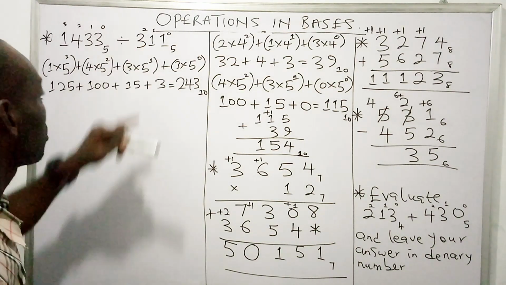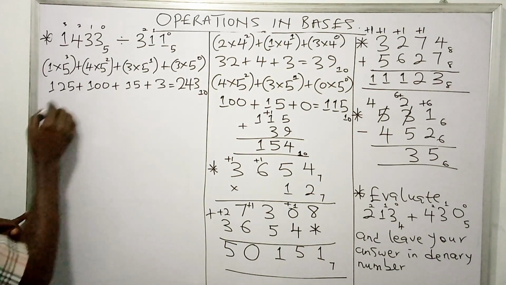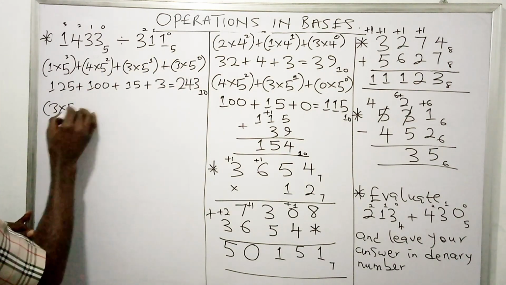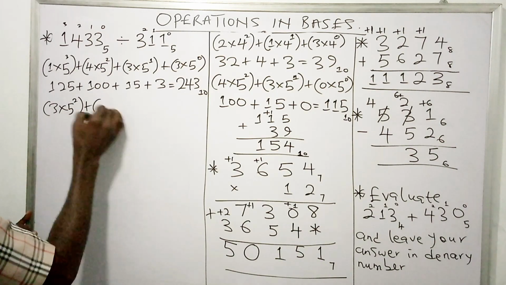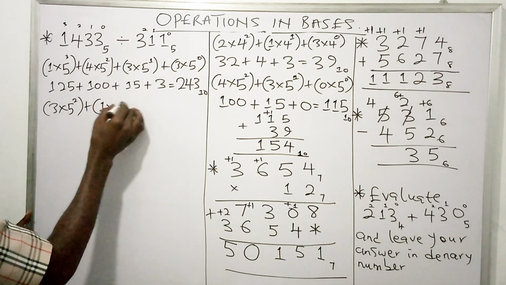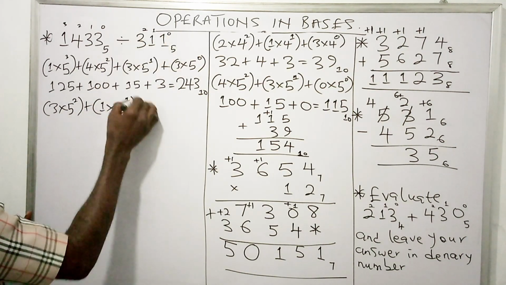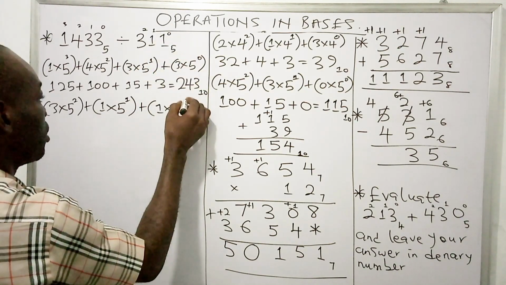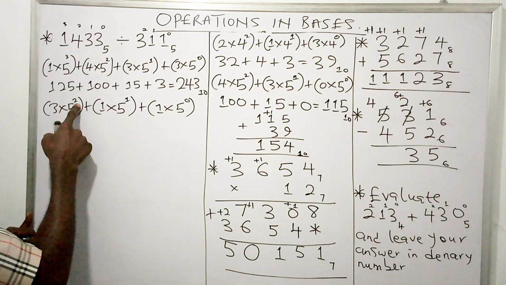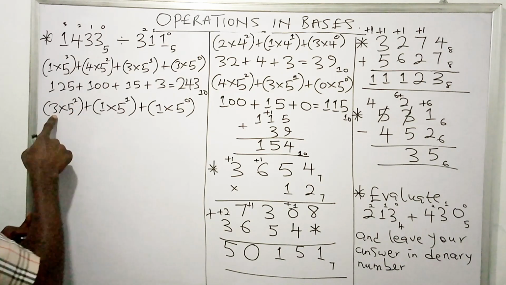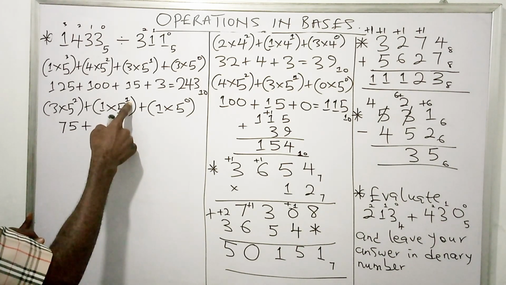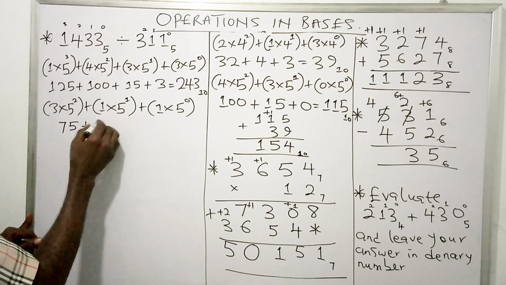Let's go ahead with the next number there, changing that to base 10 again. This will give us 3 times the base 5 raised to the power 2. Then we have 1 times the base 5 raised to the power 1. Then we have 1 again times the base 5 raised to the power 0. Now 5 squared is 25, and 25 times 3 will produce for us 75. Here 5 raised to the power 1 is 5, then 5 times 1, that's 5.